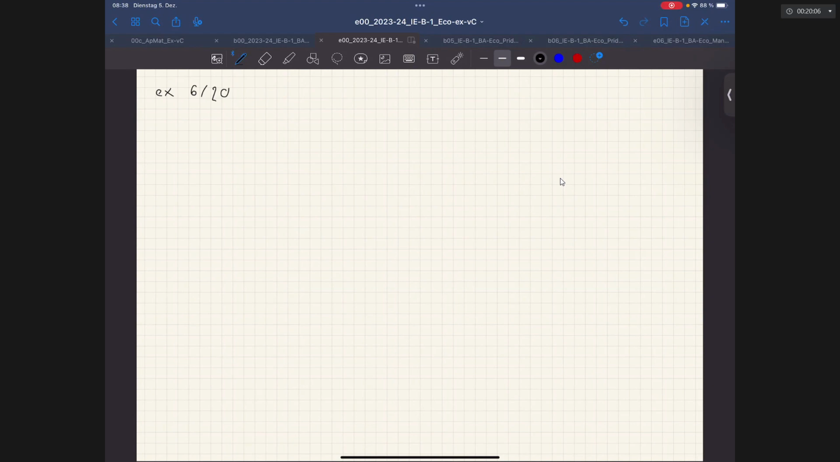I'll write it down in a short way. The burden of the tax is divided between buyers and sellers, depending on the elasticities of demand and supply.